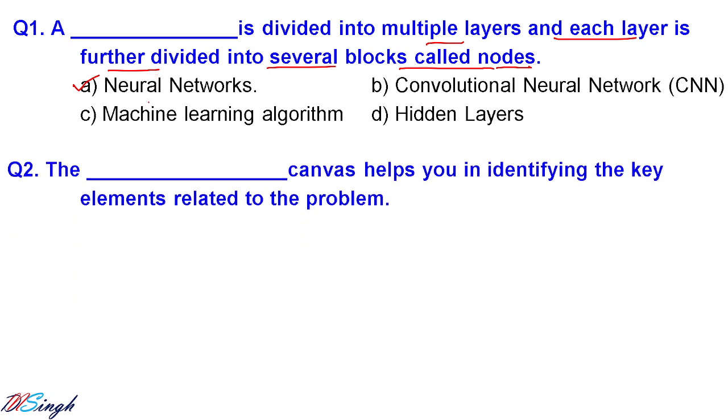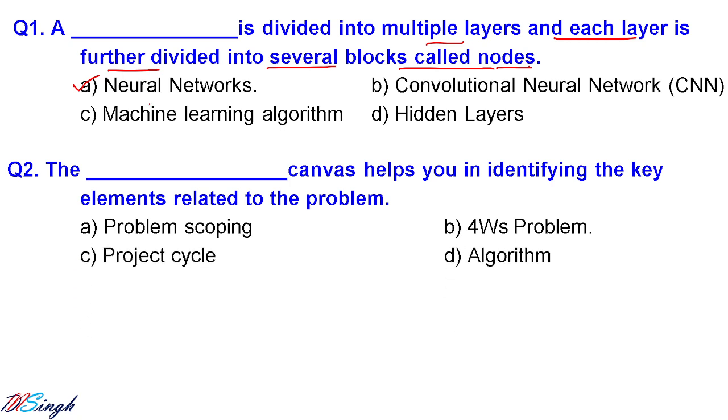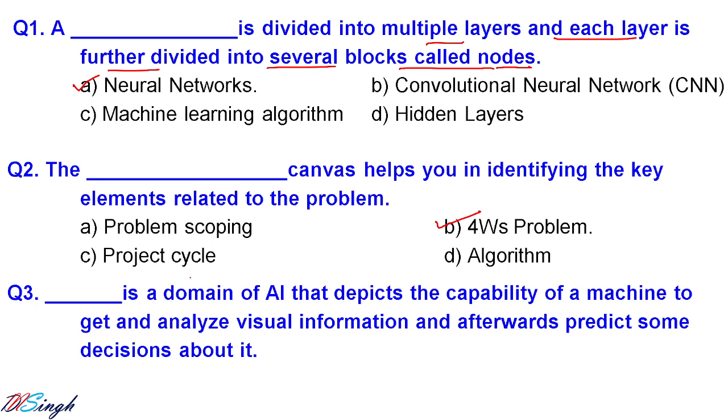Fill in the blanks: ___ canvas helps you to identify the key elements related to the problem. So this is the 4W canvas. The 4W canvas helps us to identify key elements related to the problem, and these are the 4Ws: who, what, where and why. Who is the stakeholder? What is the nature of the problem? Where is the context, location or situation of the problem, and why it is worth solving. Let us go to question number 3.